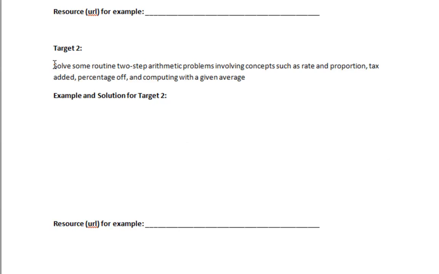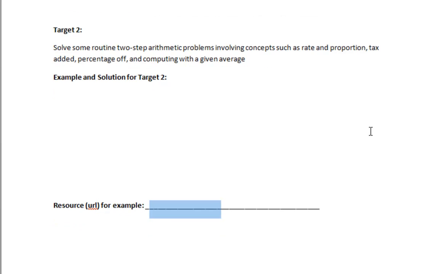So for your second one, you're going to find a problem that has 2-step arithmetic problems involving concepts such as rate and proportion, tax added, percentage off, computing with an average or a given average. Show an example, and show your solution, and then again give me the URL where you found it, the website. Once you're done, save it and submit it to the Dropbox.